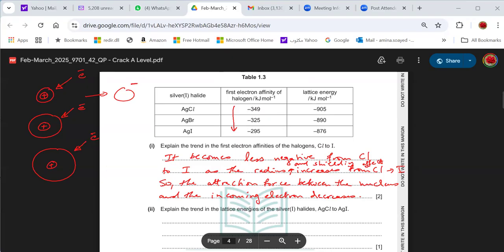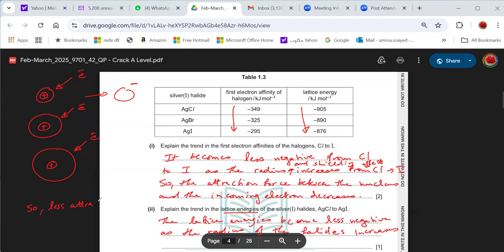The next question says, explain the trend in the lattice energies of silver(I) halides from silver chloride to silver iodide. So we see that the lattice energies decrease, or become less negative, as the radius of the negative ion, or the radius of the halides, increases. So less attraction force between the silver ion and the halide ion.